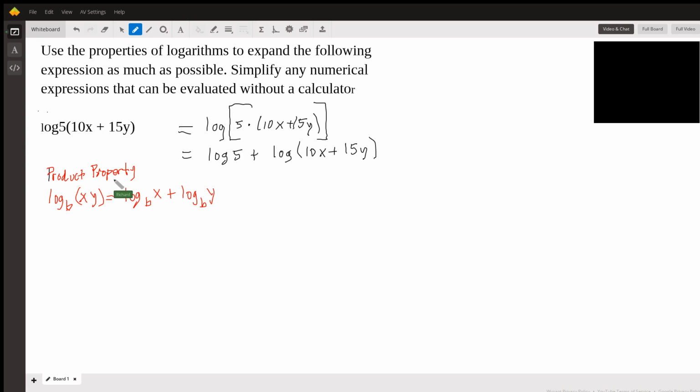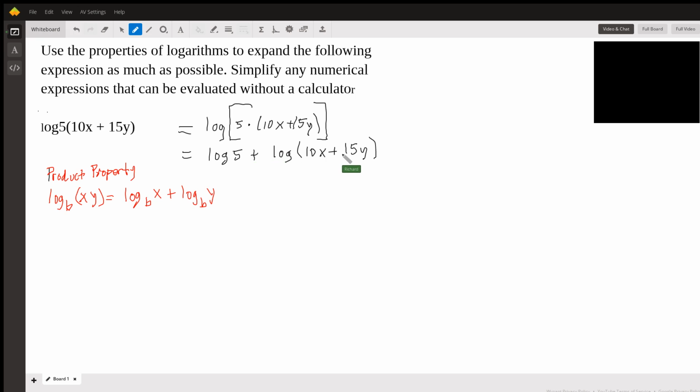Now you might be asking yourself a couple of questions. First of all, can you do any more with this? The answer is no. They're tempting you to do more. They're tempting you to think that you can take this here and turn it into two more logs, but you cannot. There is no property for adding logs. There is no addition property or subtraction property for logarithms. There is a product property, which we can use here, but there's no addition property, so please don't fall for that. This is actually the final answer.